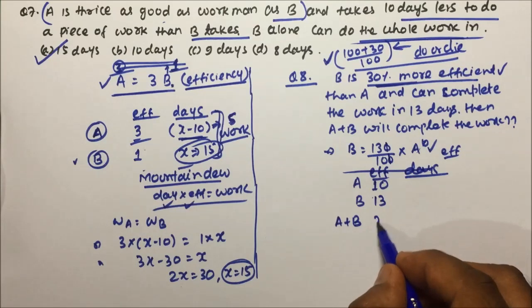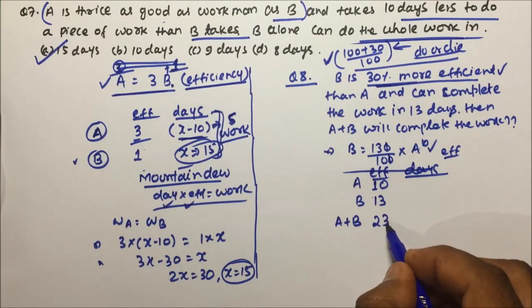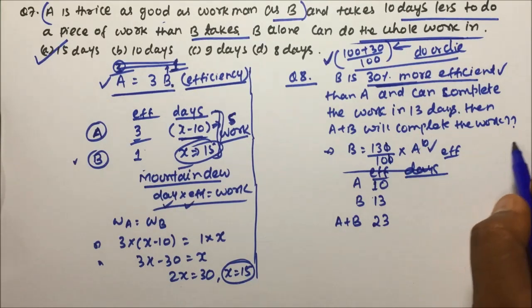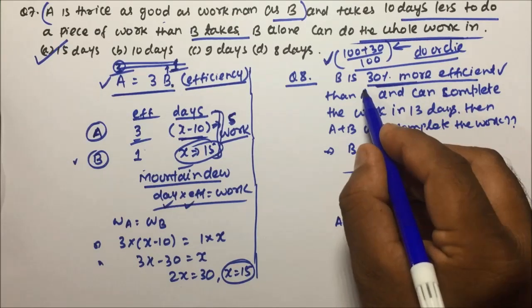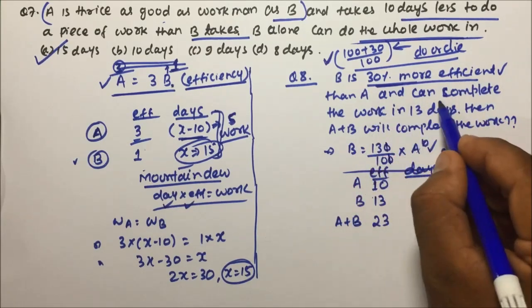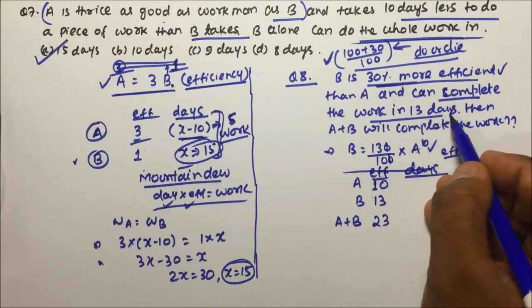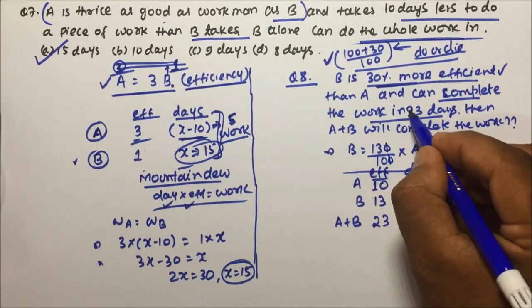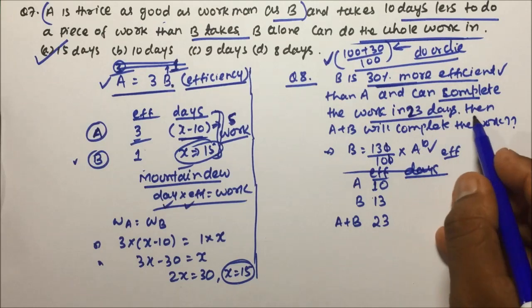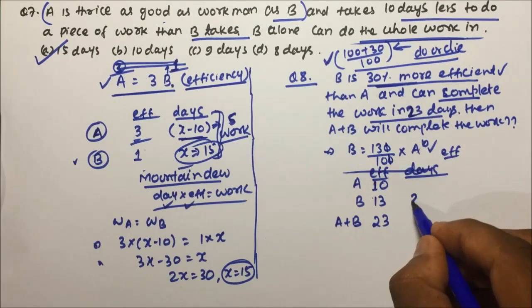Now A plus B efficiency will become 10 plus 13, which is nothing but 23. Now what they are telling is, B is 30% more efficient than A and can complete the work in 13 days. So friends, I will take this as 23 days so that your question will be easy. So B can complete the work in 23 days.